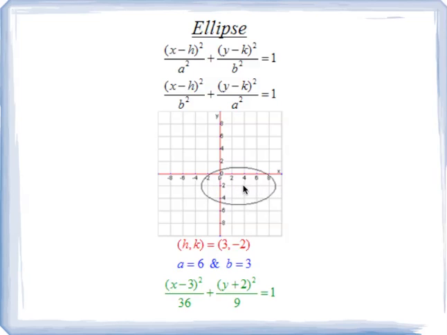That's kind of the longer radius. Now where did 36 and 9 come from? What's 6 squared? What's 3 squared? All right. Now, why does the 6 go here and the 3 go here?